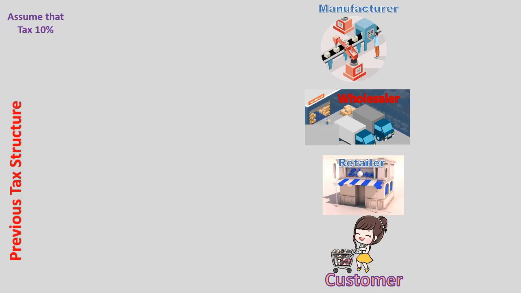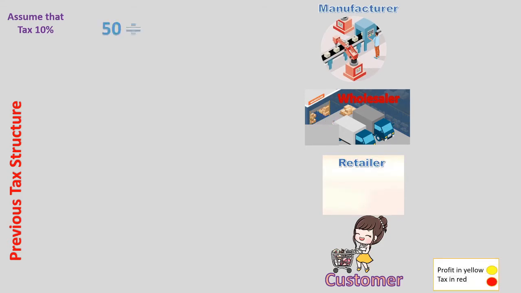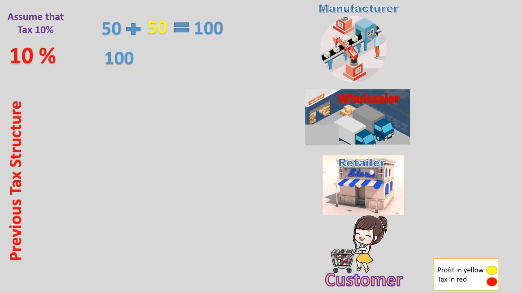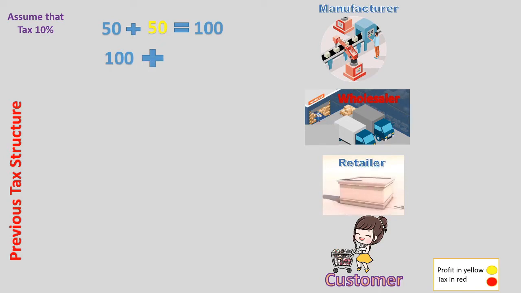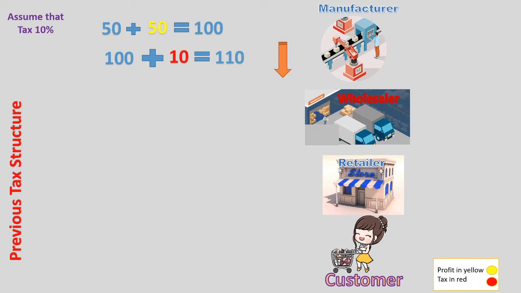Say for example, if the manufacturer is incurring a cost of rupees 50 for manufacturing one product, he is going to add his profit as rupees 50 to it and he is going to sell the product for rupees 100. But before selling the product, he has to pay 10% on rupees 100, that is rupees 10 as a tax amount to the government. So finally, he is going to sell that product for rupees 110 to the wholesaler.